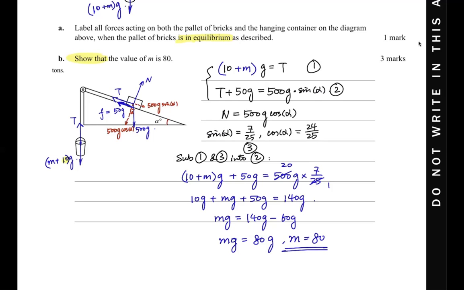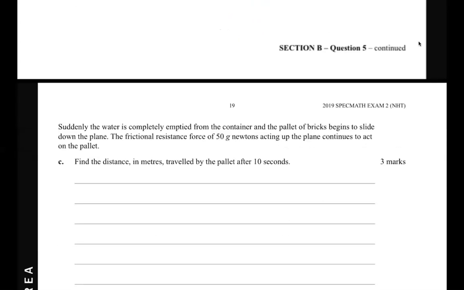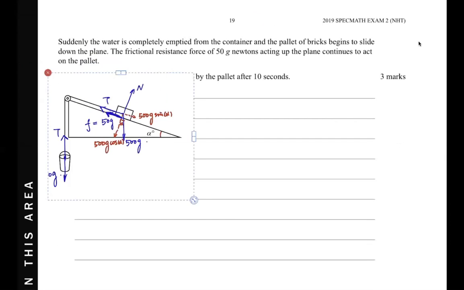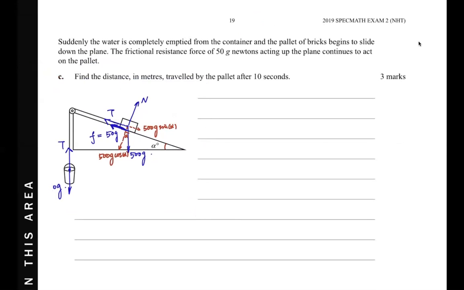mg here. Okay, let's just copy everything. Take a screenshot, copy, and let's see. So this is mg, which is 80g, okay? Because we have shown m equals 80. Okay, we want to find the distance. Originally, the system was in equilibrium, but here we have 10g less. That means we have an extra 10g force acting on the system.